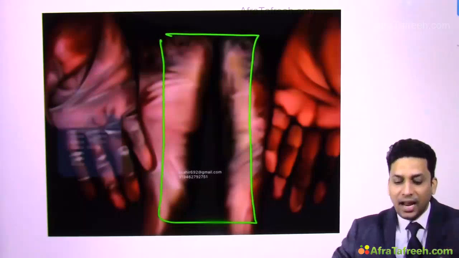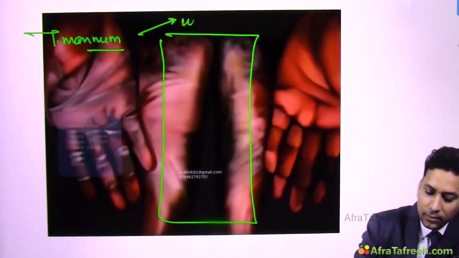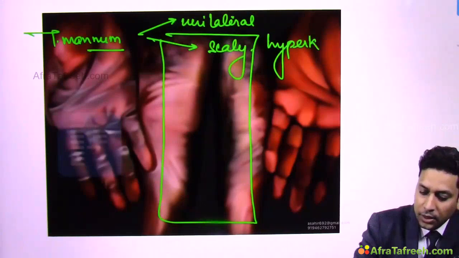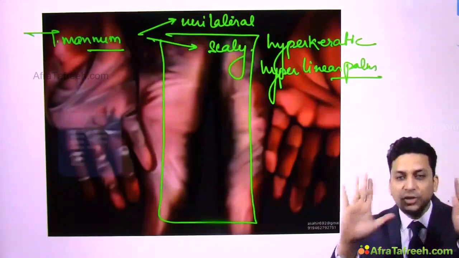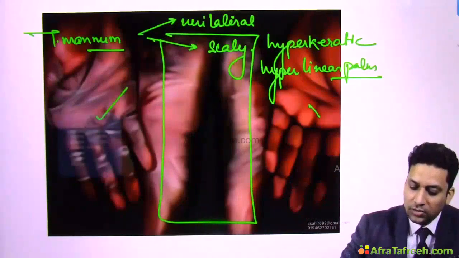Now when tinea manum occurs, remember that tinea manum is generally unilateral, presents with scaly, hyperkeratotic and hyperlinear palm. So what happens? Tinea manum is generally unilateral. So one hand is involved, one hand is spared. As you can see, this is involved, this one is spared.